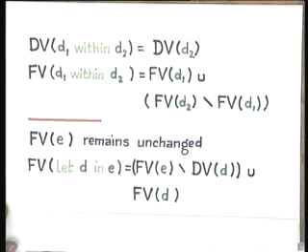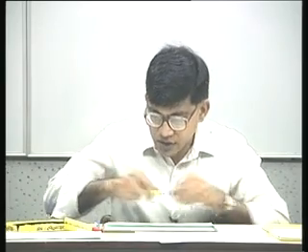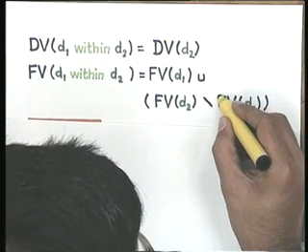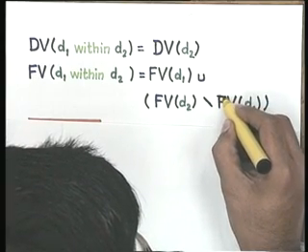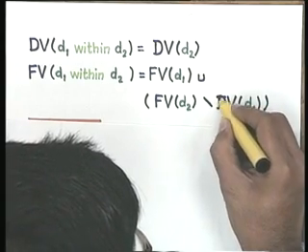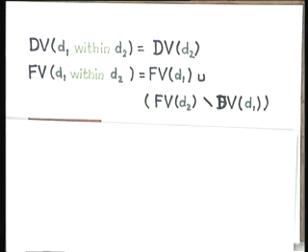Yeah. So, free variable D1 within D2, shouldn't it be minus declared variable D1? Oh yeah, yes. I was wondering what was wrong with it. So it should be the declared variables of D1. Right.